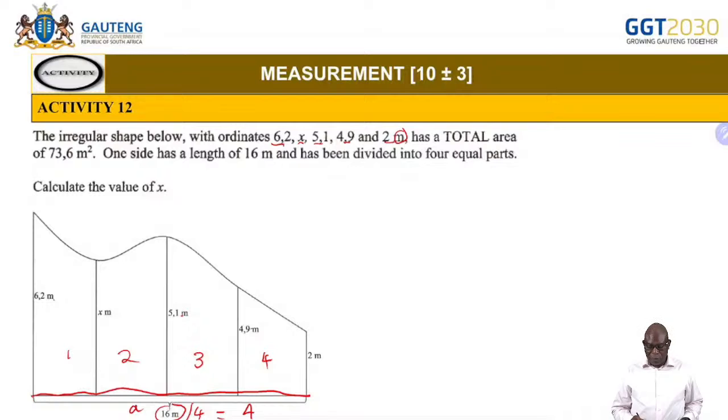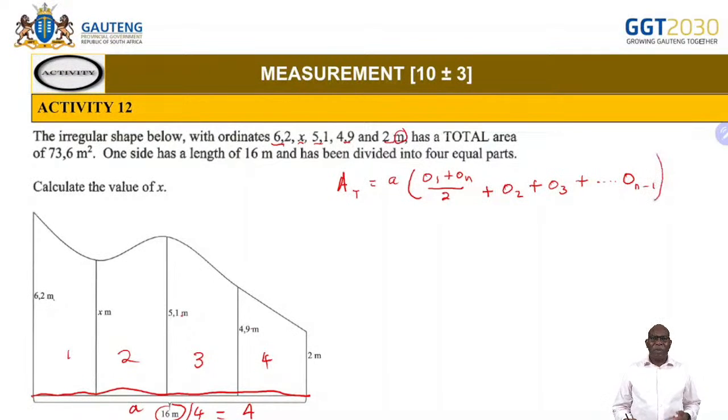So first I must write down the formula. So the formula for the area of the irregular shape, copy the formula correctly. The first formula is A into O1 plus ON all over 2 plus O2 plus O3 plus dot dot dot O n minus 1. Now when you're substituting, you put n minus 1 and then you put the value of n, and then from there you say minus 1. No, don't do that. Look at how we substitute.